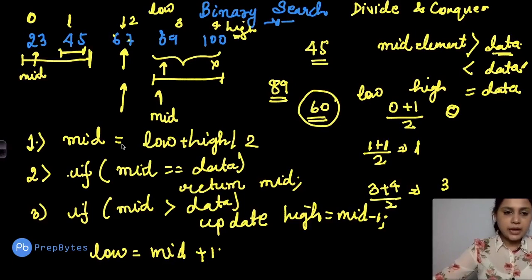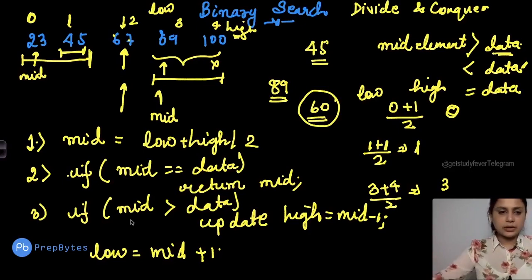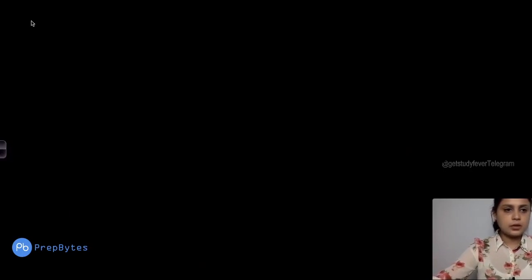Basically we will keep on running these steps until we find the element and return it, or we get to know that the element does not exist. We will see how we find out that the element does not exist. Let's see the scenario, what happens if the element does not exist. Let's say we have again the same array.